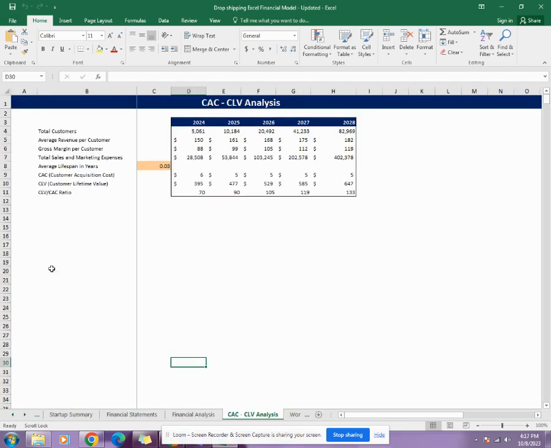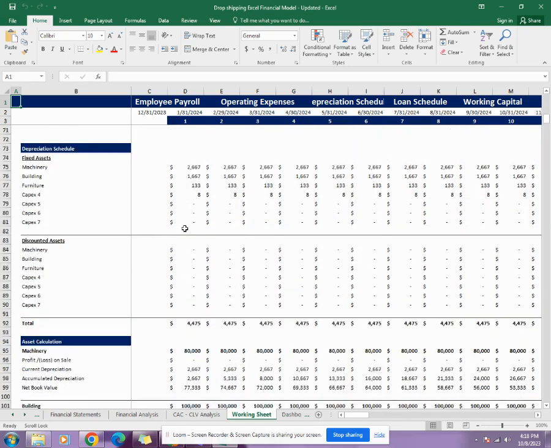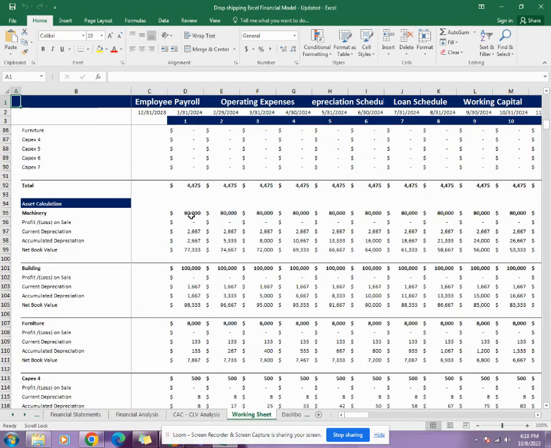Coming towards the CAC-CLV analysis, this gives you the overall customer acquisition cost and customer lifetime value of the business and compares them both. Then comes the working capital. This includes all the relevant information or calculations that have been used in the financial statements, such as employee payroll, operating expenses, depreciation schedule, loan schedule, and working capital. As you can see over here, it includes everything.